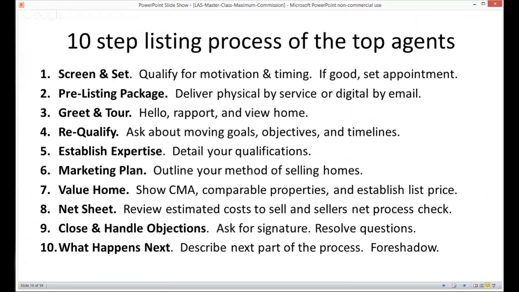Then they'd establish their expertise. They'd show their marketing plan, value the home, show the net sheet and all the costs. They'd go to the closing, get the signature, and handle any objections that pop up. And then they tell the seller, here's what's going to happen next. So that's the 10-step listing process.